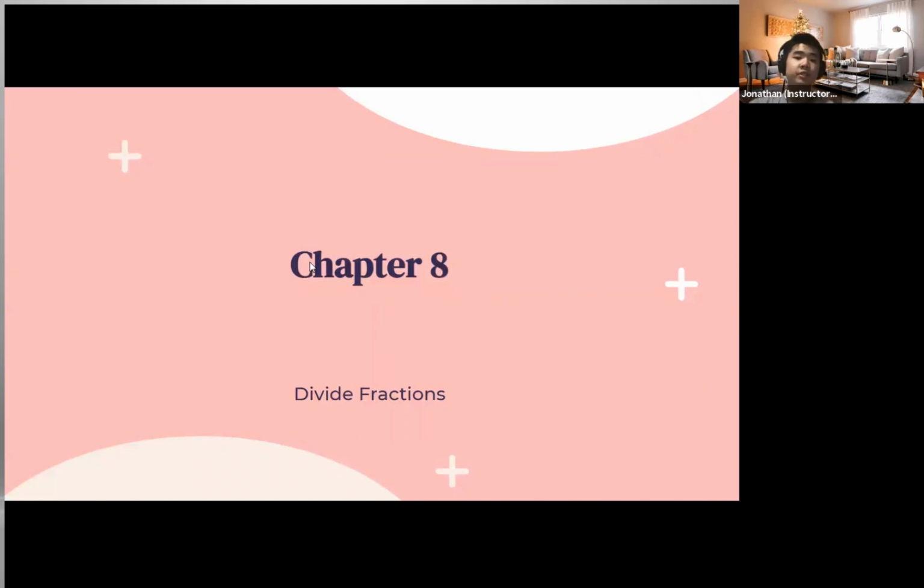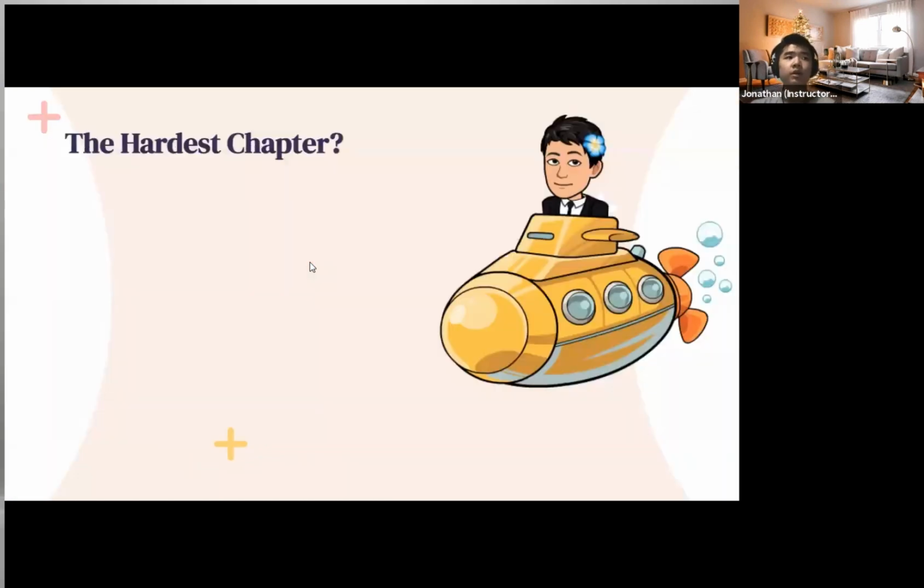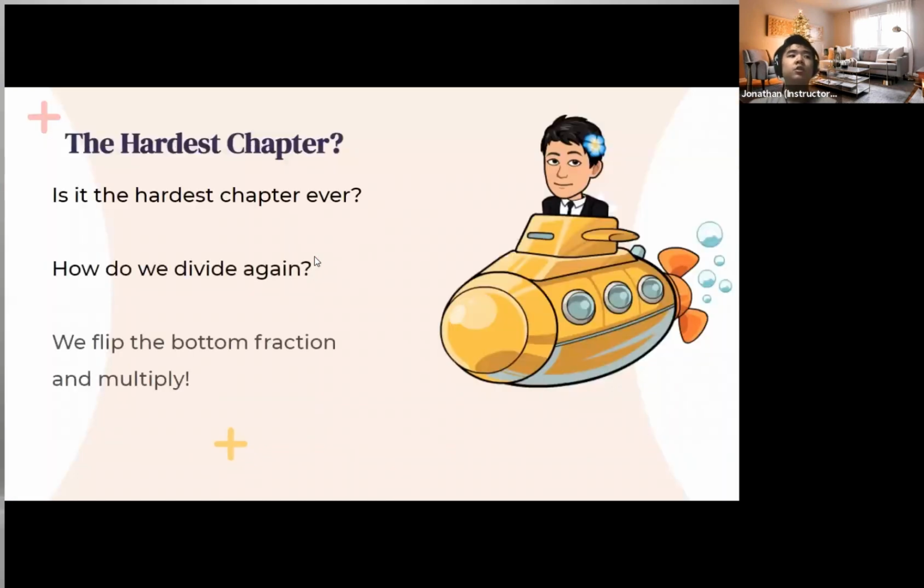So dividing fractions is a little trickier, but not too difficult. Some people say it is the hardest chapter. I would agree, I guess, to an extent. And how do you remember? I don't know if any of you remember, but how do we divide? The way we divide is we flip the bottom fraction and we multiply.